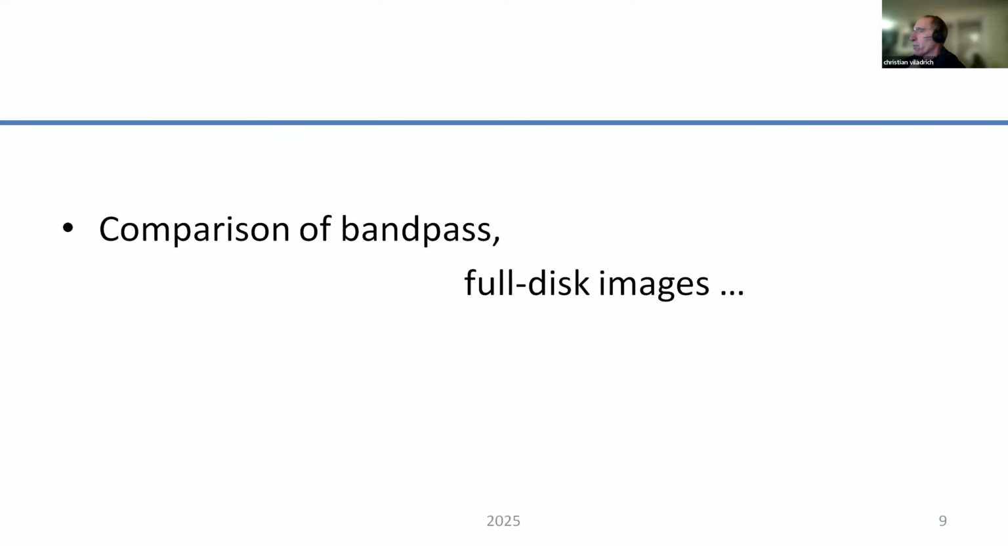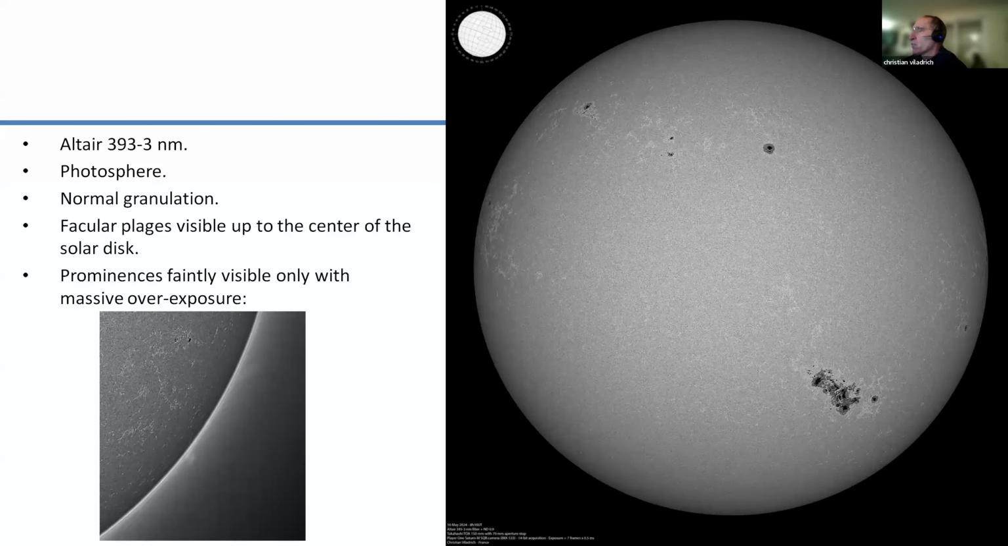We can see other examples for full disk images. So this is the Altair filter, which is 3 nanometers as a bandpass. This is basically the same as the Antlia calcium K filter. We see the photosphere. This is only photosphere. There is no chromosphere in this.